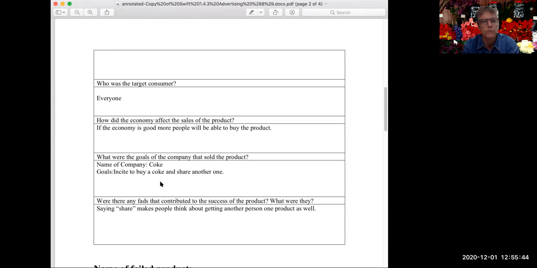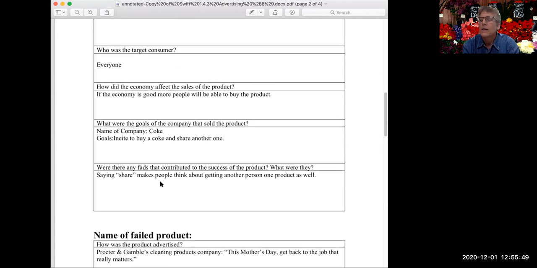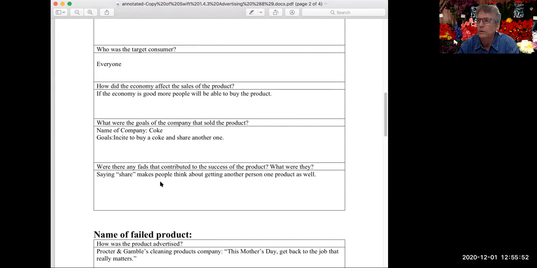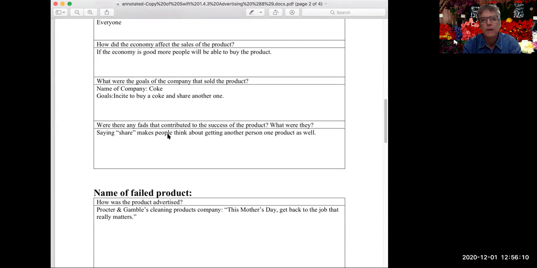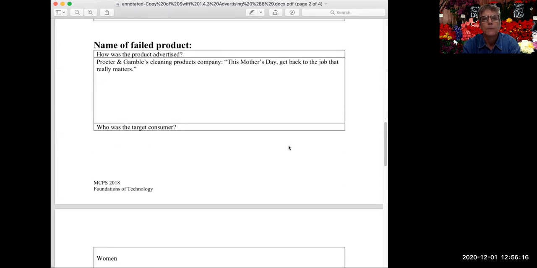So Coke's goal is to incite you to buy Coke and share another one. This is what's called a direct action campaign. It is an advertising campaign that is asking you to physically do something, to pick up a Coke and share one with a friend, to order a custom name on your Coke bottle. So saying share makes people think about getting another person one product as well. All right, so that's a little basic, but it has some good solid information in it.